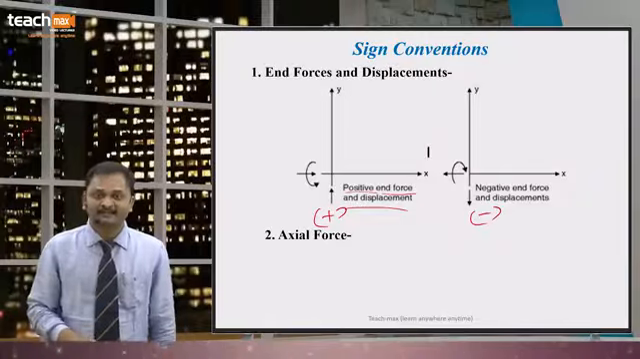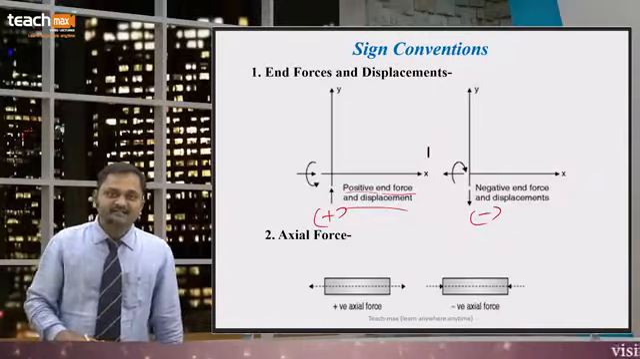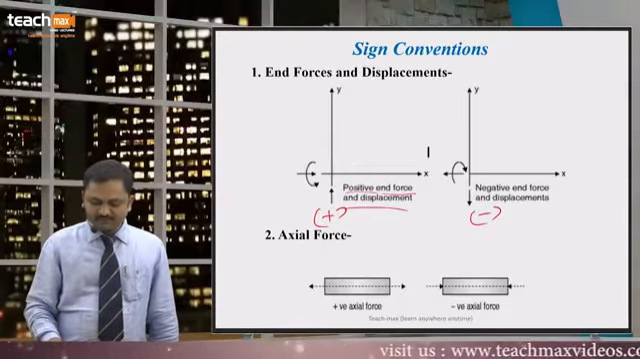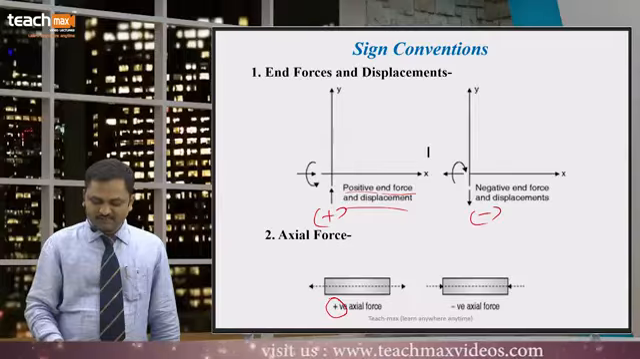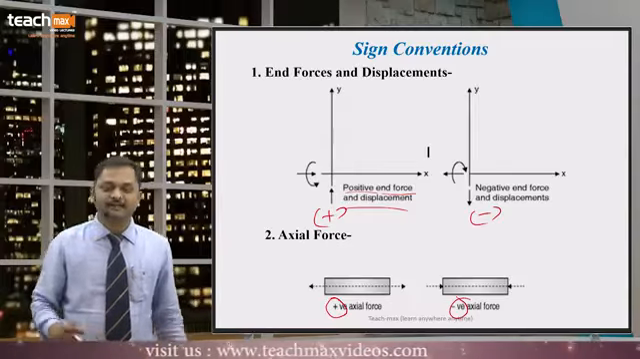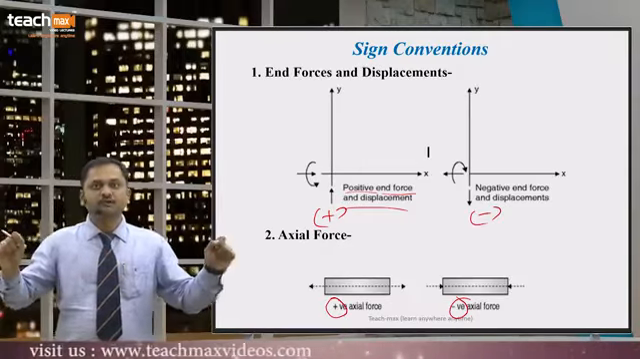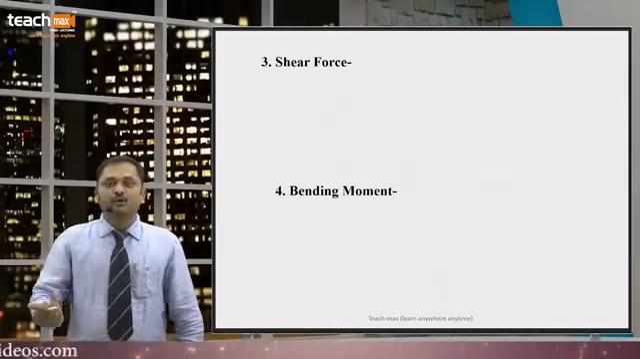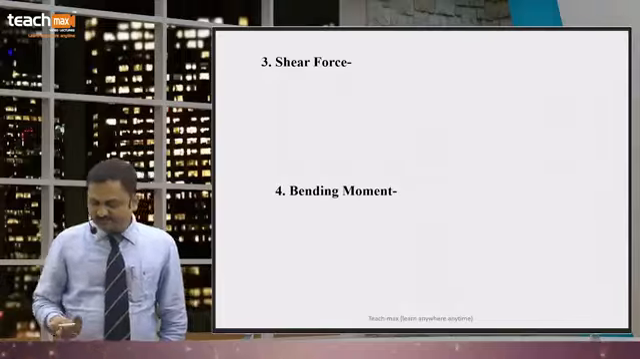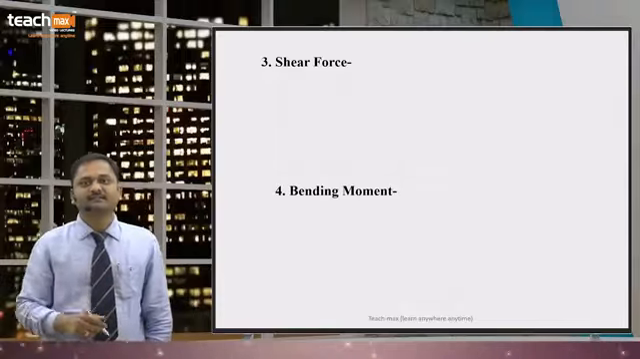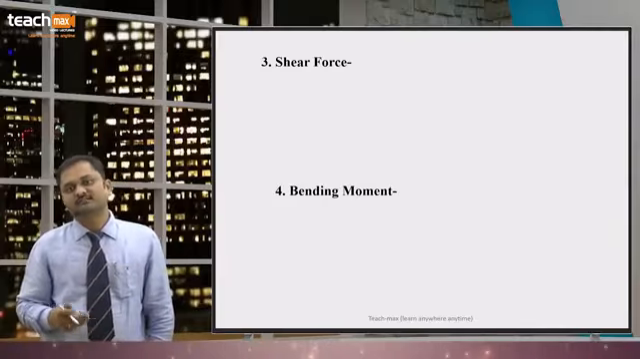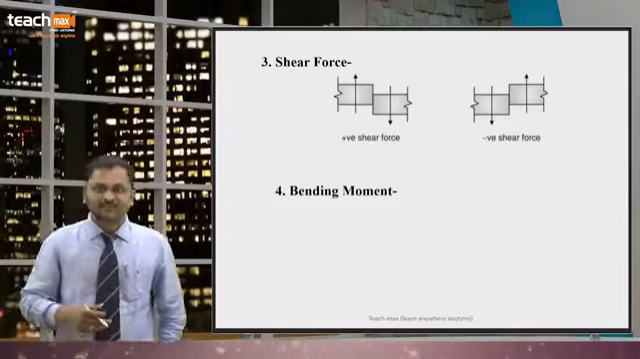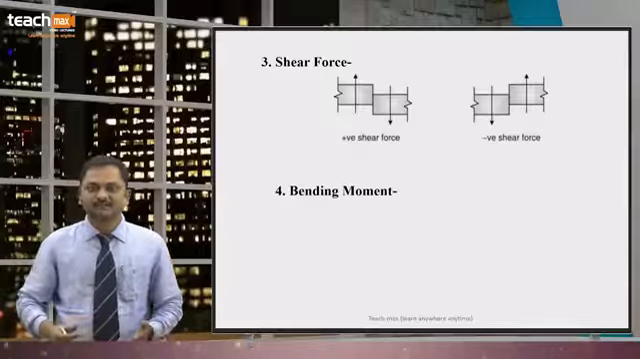What about the axial forces? Axial tension we are going to consider positive, axial compression we are going to consider negative. Pull positive, push negative, right? What about the shear forces? As we already saw, we use these sign conventions in strength of material also. The same sign conventions we are going to use in this subject also, because it is almost the same.